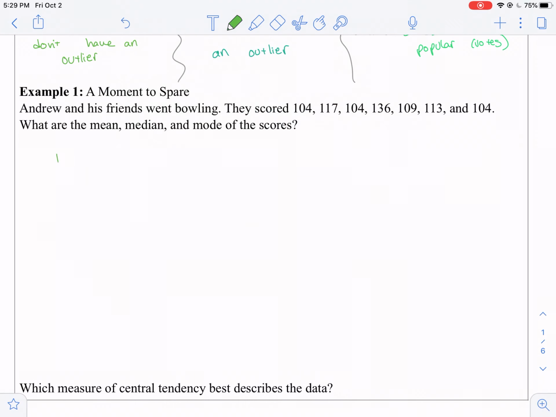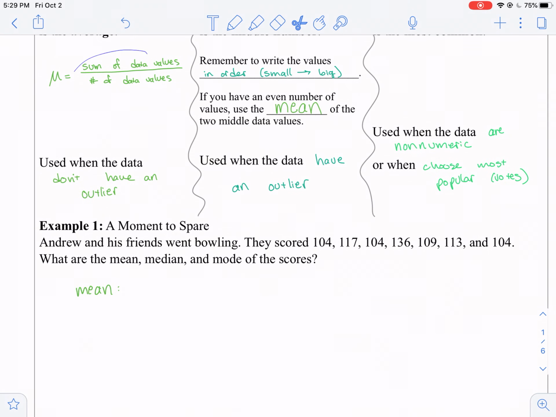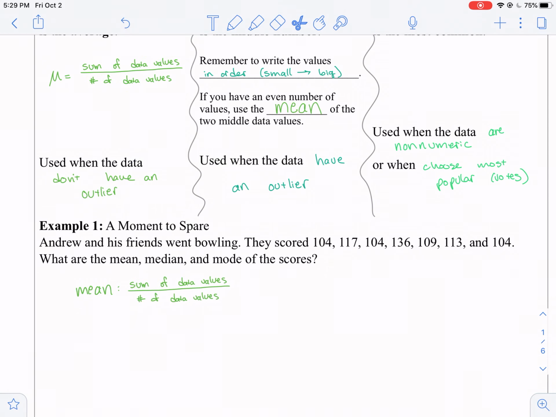Okay, so remember, to find the mean, you're gonna add them all up and divide by how many you have. So to add them all up, we literally just take all the scores.